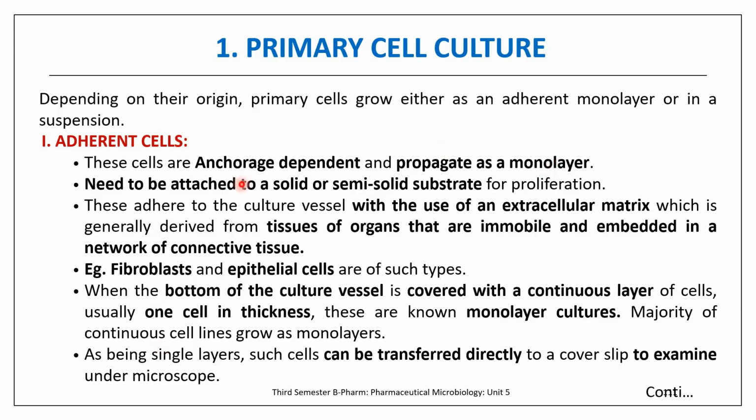They need to attach to a solid or semi-solid substrate for their proliferation. That is a property of adherent cells, and these adhere to the culture vessel with the use of extracellular matrices, which are generally derived from the tissue of an organ that is immobile and embedded in the network of connective tissue. Examples of adherent cells are fibroblasts and epithelial cells. These cells can usually be cultured only by the adherent cell culture method.